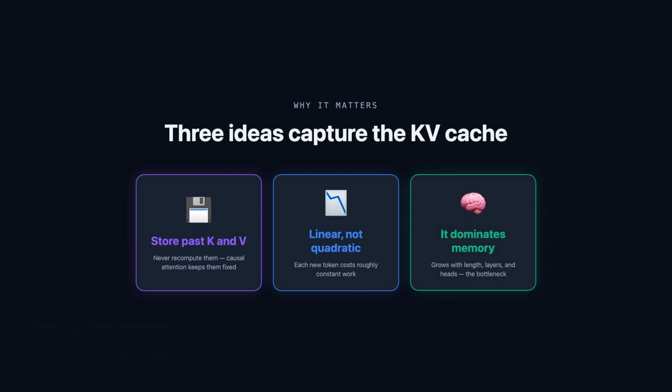It grows with length and dominates memory. The cache expands with every token, every layer, and every head, so for long contexts and large batches it can devour enormous amounts of GPU memory, which is exactly why tricks like grouped query attention and sliding window attention exist to shrink it.